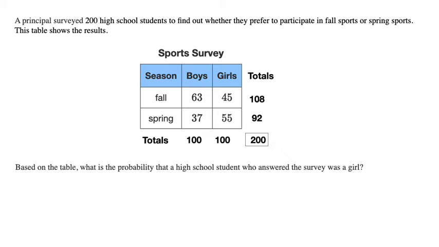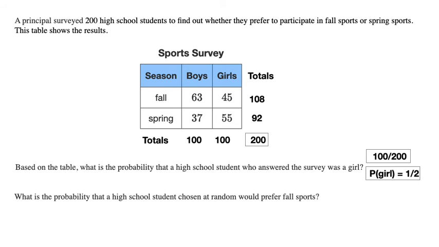Based on the table, what is the probability that a high school student who answered the survey is a girl? Well, there's 100 girls that answered and 200 total, so the probability that the high school student who answered the survey was a girl was 1/2, or 50%, or 0.5. You can write probability as a fraction, a decimal, or a percent.